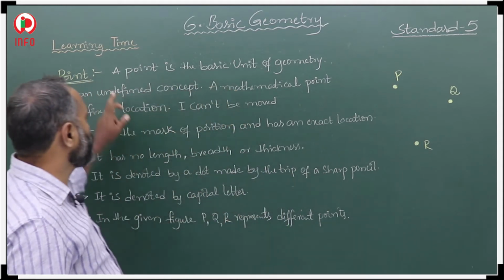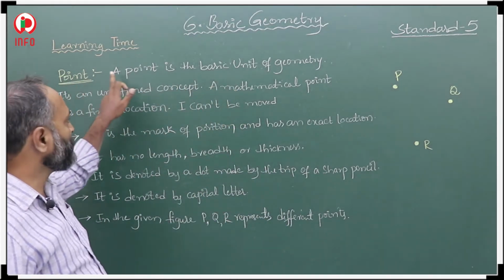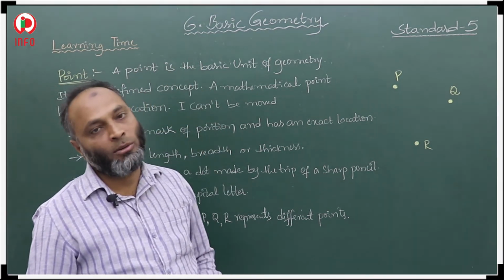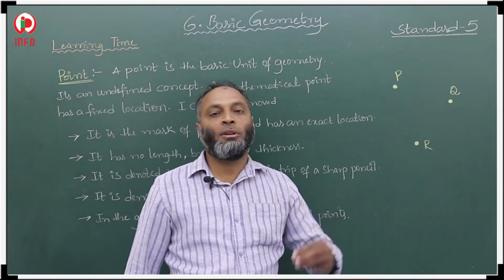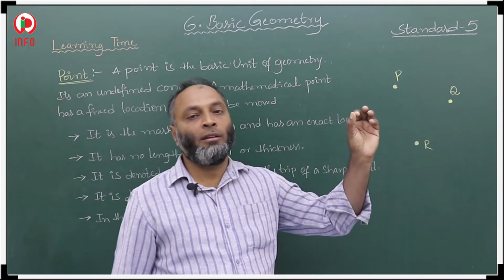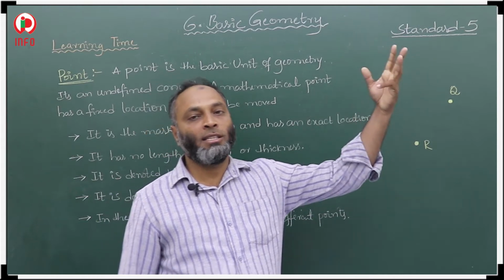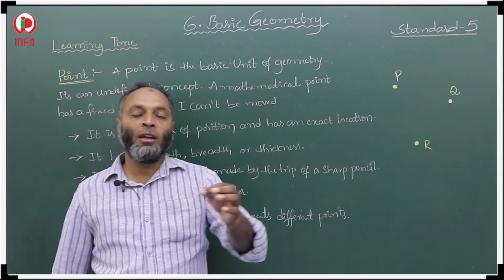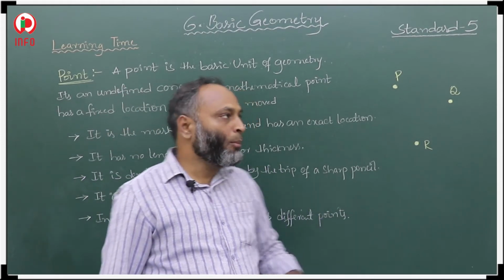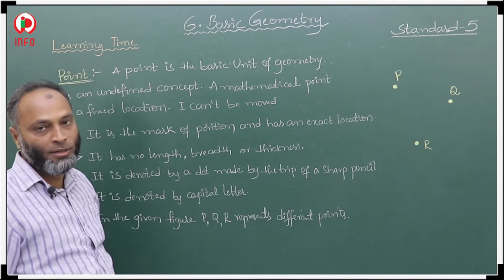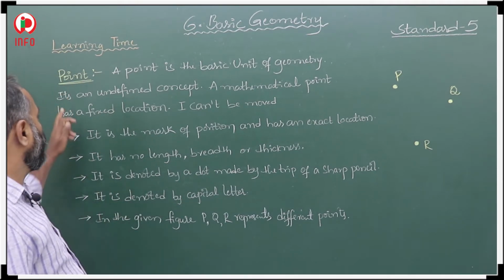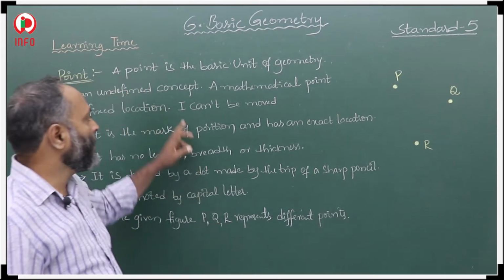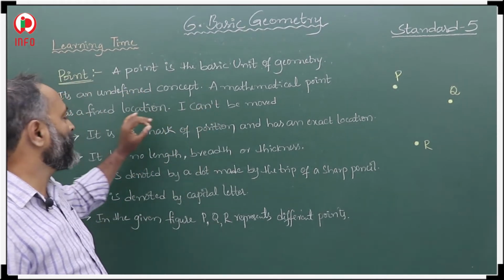Okay, once again, see here what a point is. A point is a basic unit of geometry. If we start geometry, from where do we start? Point. After that, line segment, after that, ray. So at the very beginning, we start from the point. Point is a basic unit of geometry. The second, it is an undefined concept. Then, a mathematical point has a fixed location.